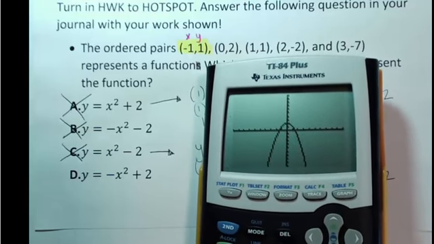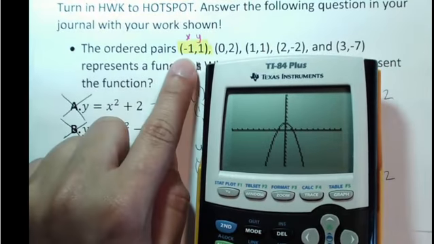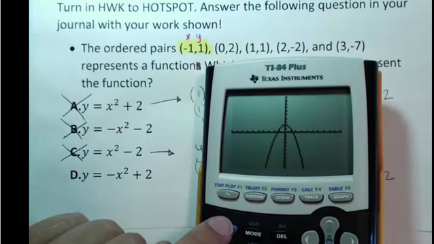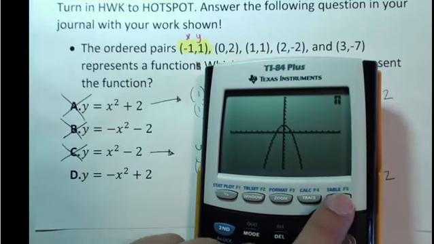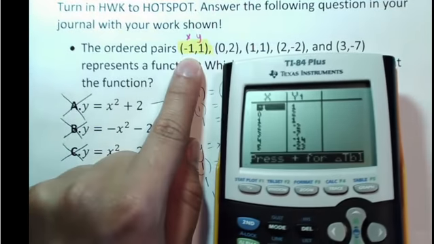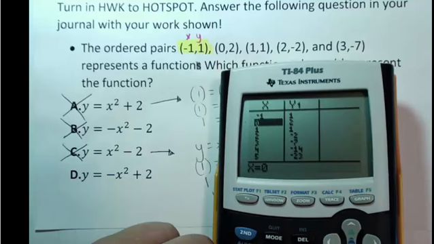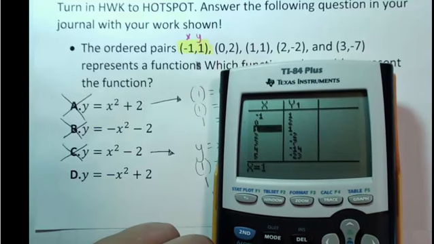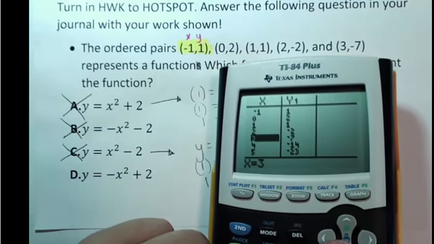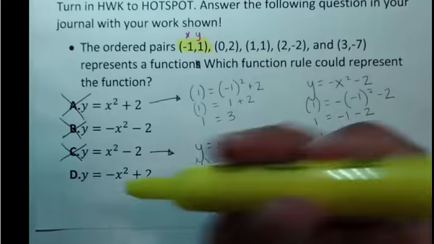This is a quadratic. Okay, but again, I don't need to know that because I just want to see if these ordered pairs are on this function. So I'm going to go to second graph, which is my table, and I'm going to look for these points. -1, 1, that's the first one listed, that's on there. 0, 2, 1, 1, 2, -2, 3, -7. All of those points are on this function, so I know that my answer here is D.